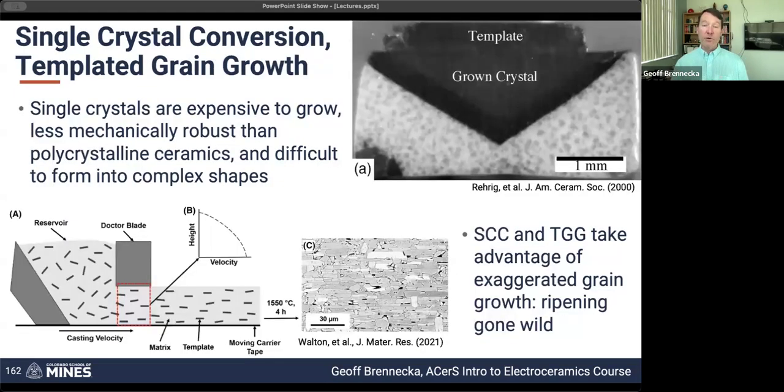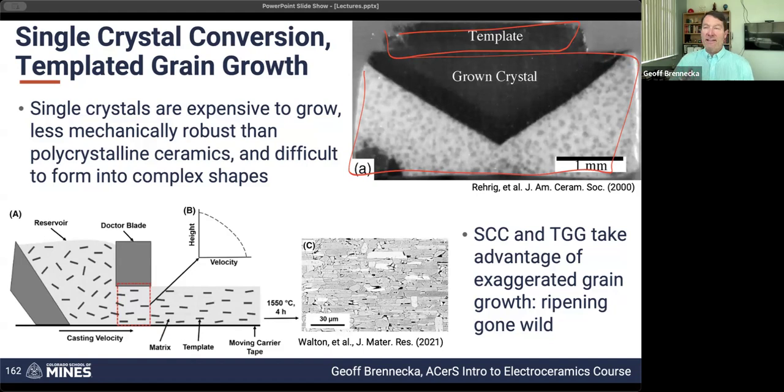Another approach to getting single crystal-like properties, but getting the advantages of making a polycrystalline ceramic, is this templated grain growth, or single crystal conversion is an older name for it. So this is basically Ostwald ripening and grain ripening gone mad. So you start with a single crystal. In this case, there's just a single crystal sitting on top of a polycrystalline bulk ceramic, and then you heat it up and let ripening take over.